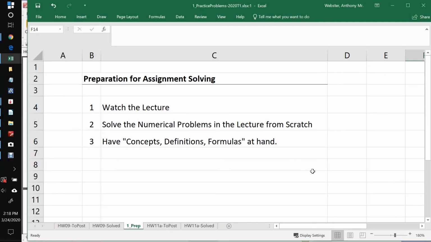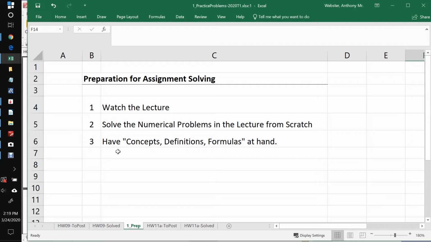Okay, so welcome back. Before we jump right in, there is another thing I want to talk about quickly, and that's preparation for solving these assignments or any homework or in-class assignment where applicable. So first thing you want to do is watch the lecture. There's a lot of stuff in the lecture that will help you understand and make things go quicker. Step number two is before you try to do practice problems or homeworks or anything like that, solve all the numerical problems in the lecture from scratch. Those are easy to find because those are the areas where we have the red font, and I've solved them along with you during the lecture itself.